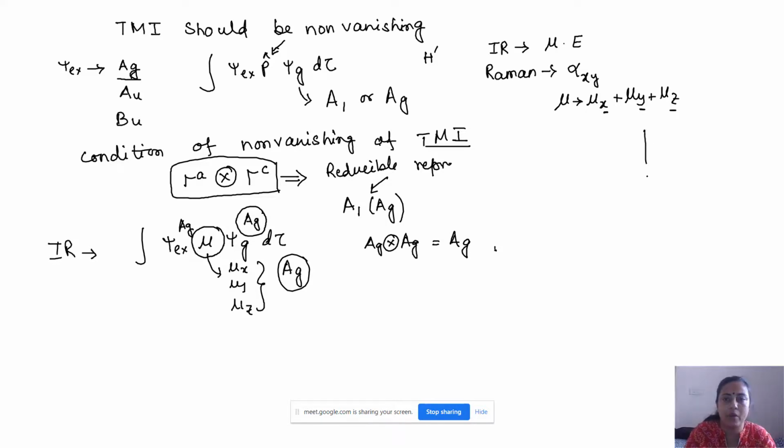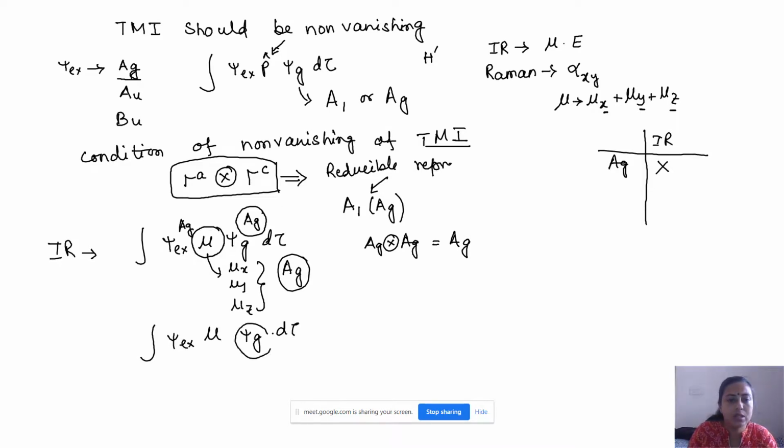So let me write down, Ag mode, IR inactive. Now let me look at the Au mode. So again, the transition moment integral, this is always of the Ag. Now we know we are looking for the Au mode. So my excited vibrational state would be of the Au mode.